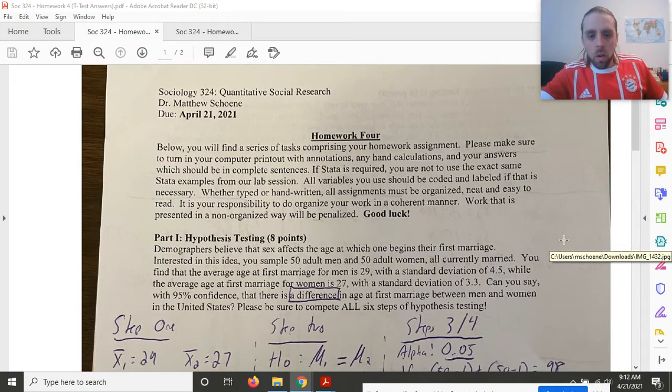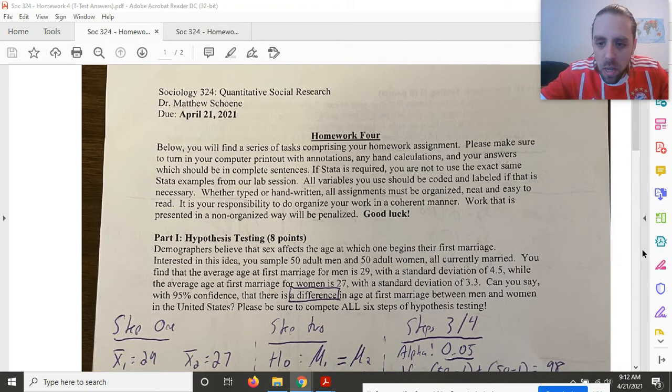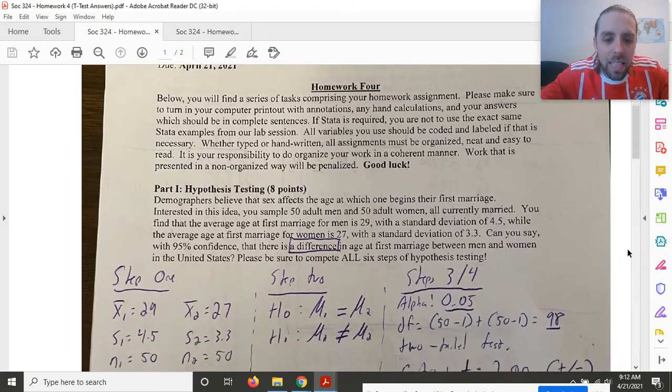Part 1. Demographers believe that sex affects the age at which one begins their first marriage. Interested in this idea, you sample 50 adult men and 50 adult women, all currently married. You find that the average age at first marriage for men is 29, with a standard deviation of 4.5 years. The average age at first marriage is 27 years for women, with a standard deviation of 3.3. Now, can we say with 95% confidence that there is a difference in age at first marriage between these two groups in the United States?